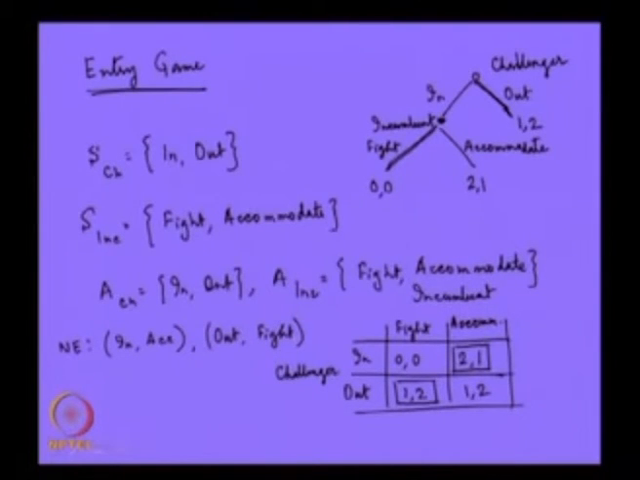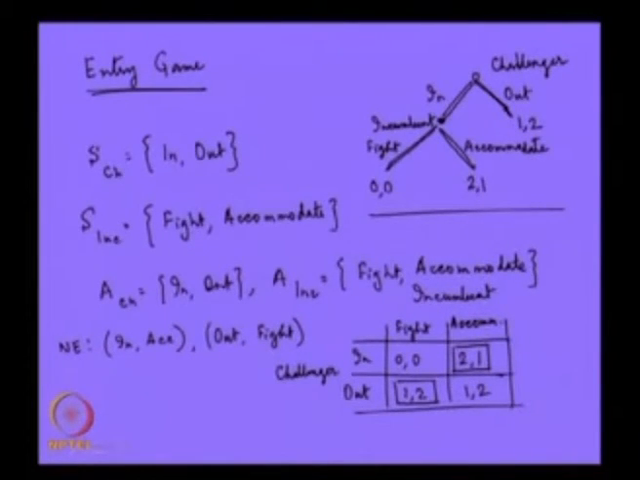Now, this was what we got from this matrix, but how does it transform in terms of this game tree? If we look at the game tree, how does it look? In and accommodate. So, this and this. And why is this a Nash equilibrium?